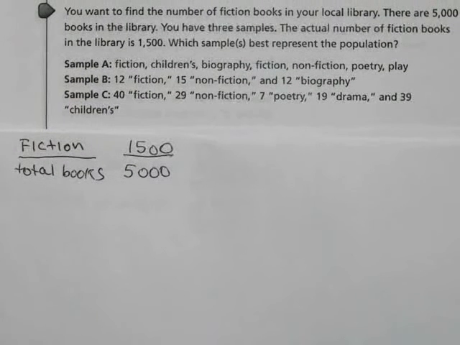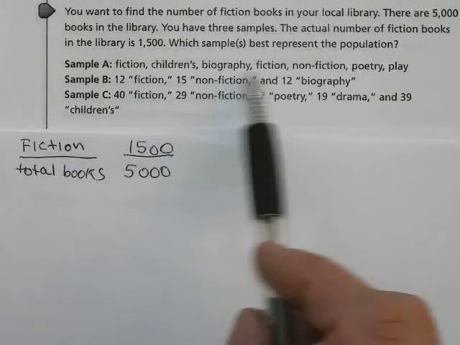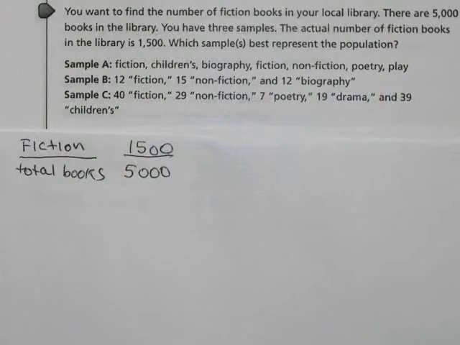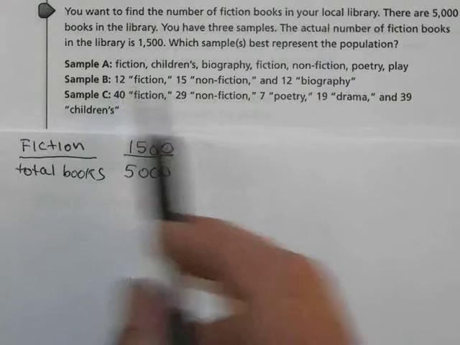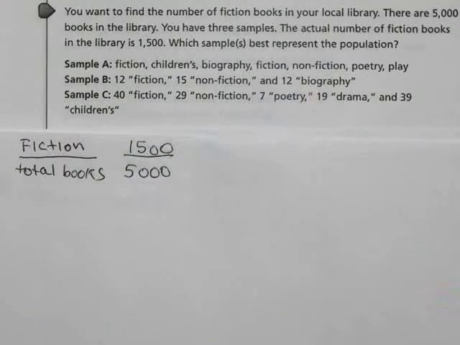All right, so sample A, absolutely useless. As you'll notice, it lists different categories of books, but it doesn't give me any numbers. So that's not going to do me any good at all. Let's take a look at sample B. Sample B does have numbers. I'm told there are 12 fiction, 15 nonfiction, and 12 biography. Well, what does that mean to me?